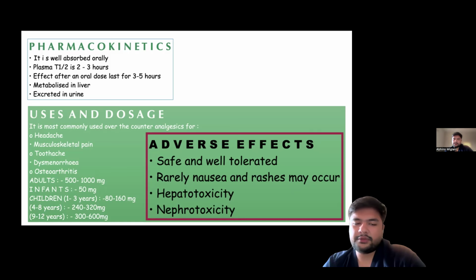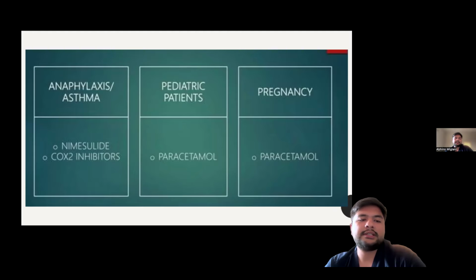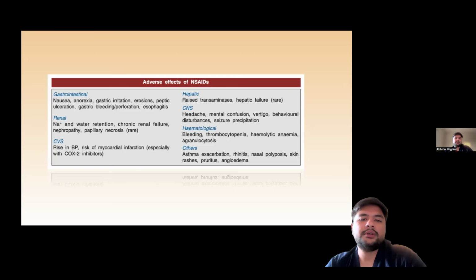You can take a screenshot of this page as well. The NSAIDs used most commonly in dentistry for mild to moderate pain with inflammation include paracetamol, low-dose ibuprofen, and for post-extraction pain, ketorolac, ibuprofen, diclofenac, aspirin. For patients with gastric inflammation from conventional NSAIDs, or anaphylaxis or asthma, etoricoxib, paracetamol, nimesulide, COX inhibitors can be used. In pediatric patients and in pregnancy, paracetamol is used.